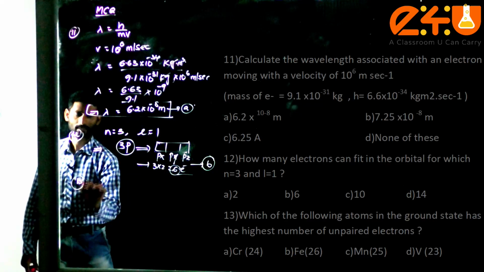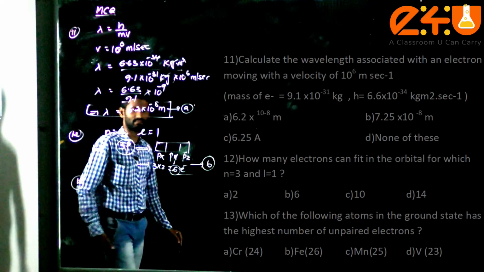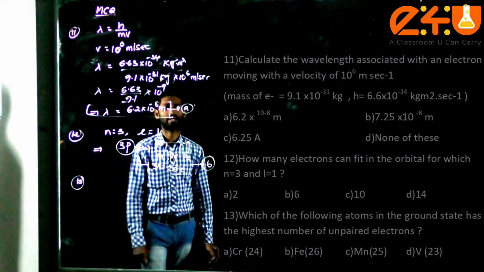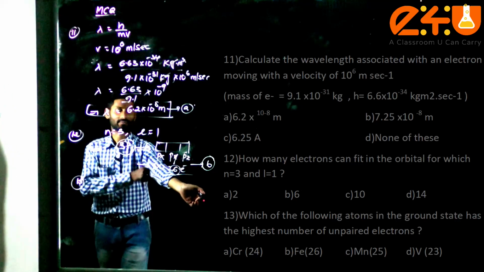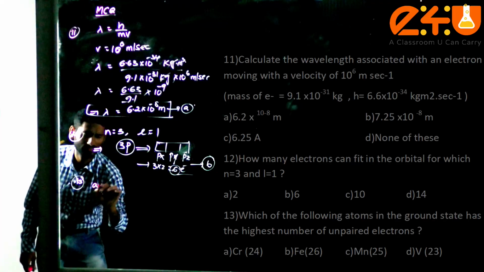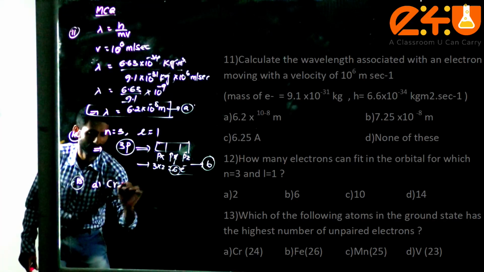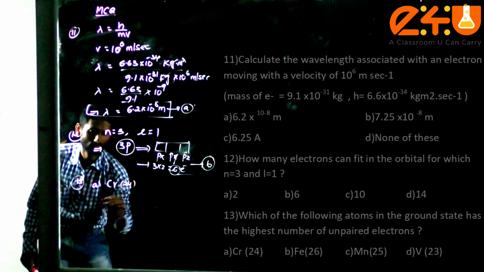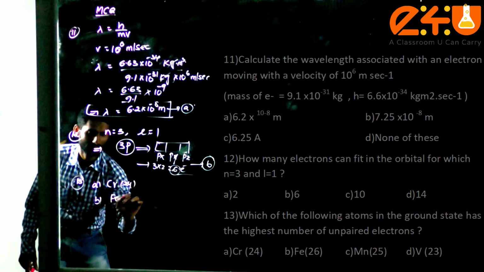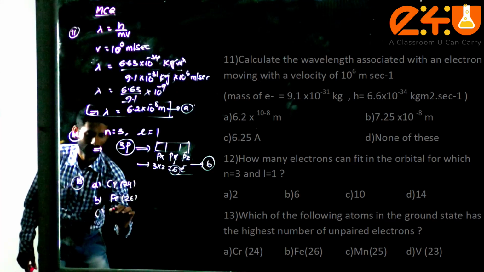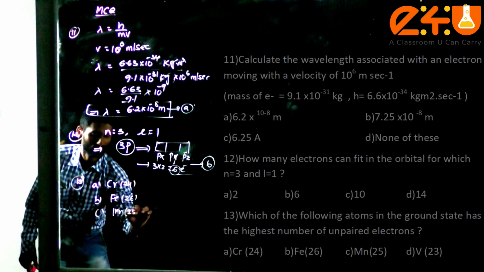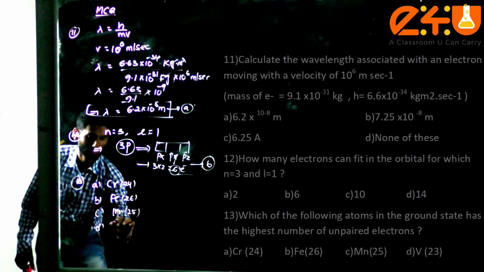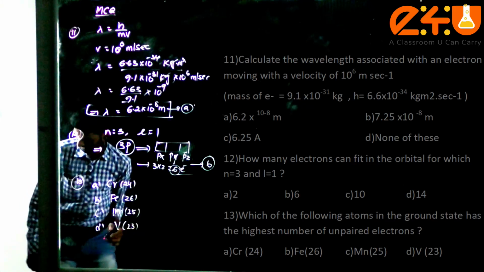Next one here, question number 13. Which of the following atoms in the ground state has the highest number of unpaired electrons? The options are given, dear students. Chromium, we know, atomic number 24. Next one, iron, that is 26. Next one, manganese, 25. Next one, D, vanadium, it's 23.